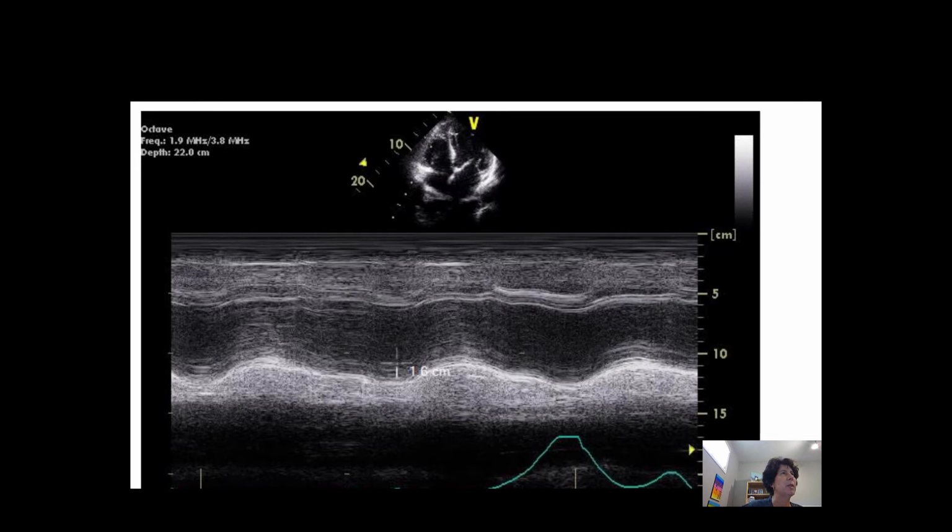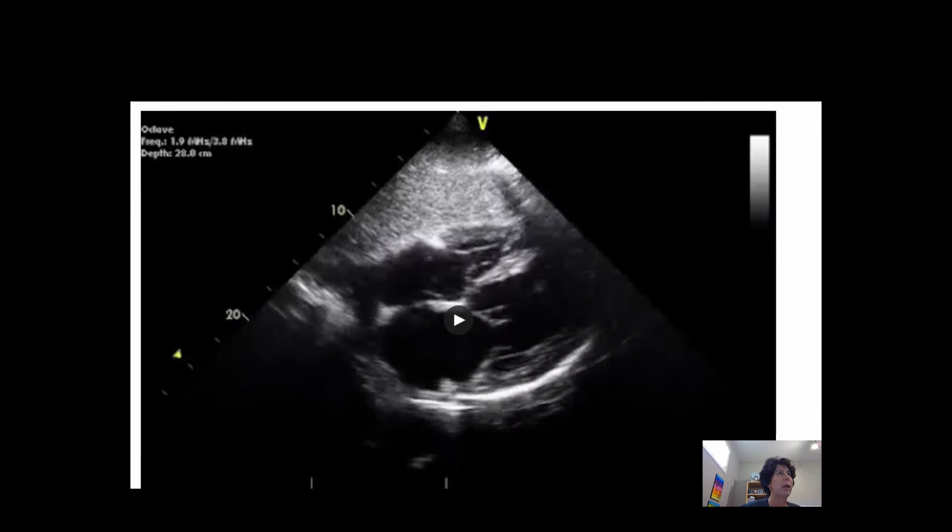So our next picture was the TAPSE. This is where you put an M-mode through the RV base for that tricuspid annular plane systolic excursion. And this is definitely borderline. So still meets the expectation for normal, but borderline.